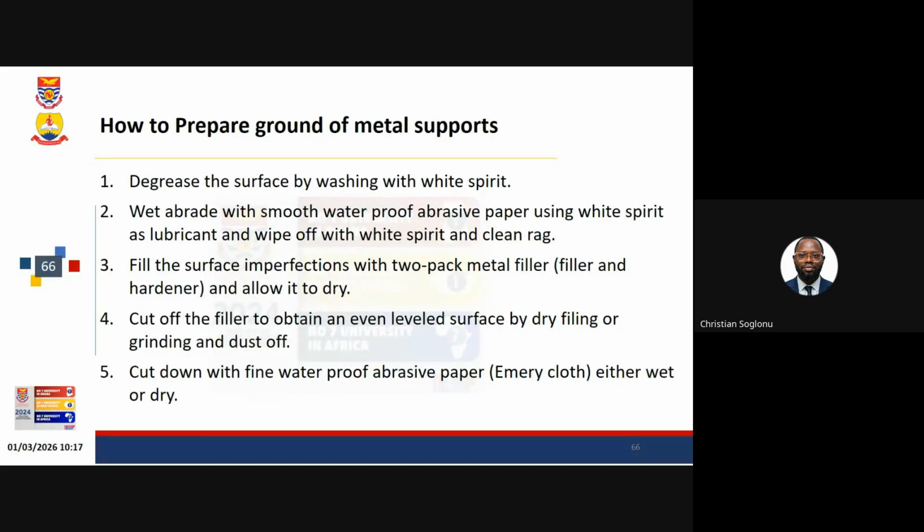So the fifth is cut down with fine waterproof abrasive paper, emery cloth, either wet or dry. So you get yourself another grinder, which is smooth, which is fine, which will give you a smoother effect. You now again grind the surface neatly. Then you dust off the surface and allow it to dry.